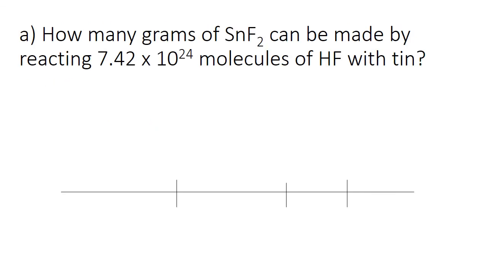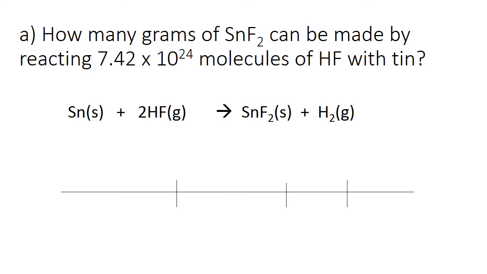This one asks us how many grams of tin fluoride can be made by reacting 7.42 x 10^24 molecules of hydrogen fluoride or hydrofluoric acid with tin. So we write our balanced equation, first step, and we identify what is given to us. We're given 7.42 x 10^24 molecules of hydrofluoric acid, and we want to find how many grams of tin fluoride. So we're going from molecules to grams.